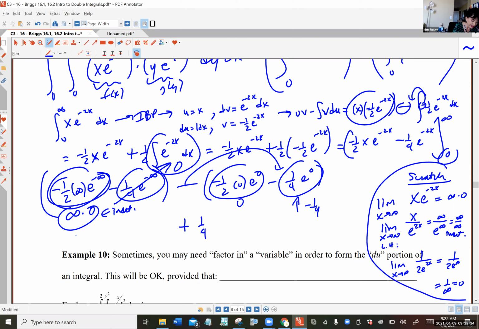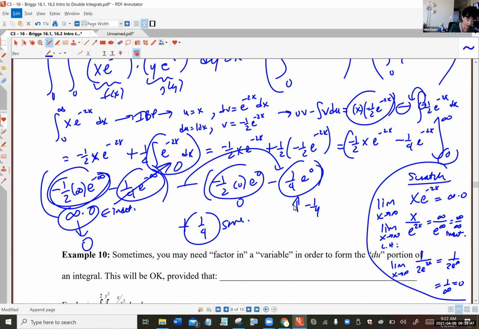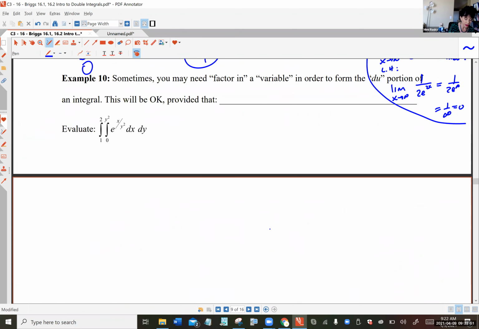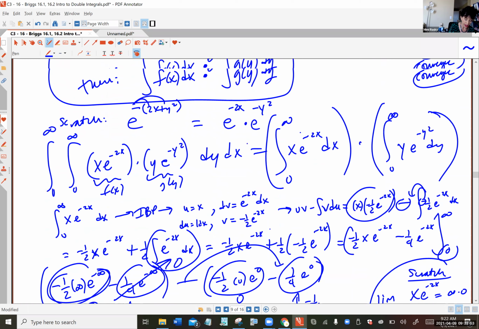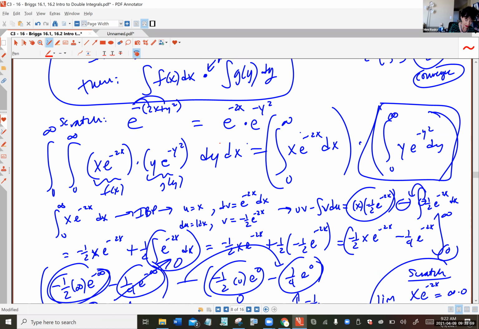What can I say? This thing does, in fact, go to 0. And so my result for that first integral is 1/4. Save that for later. You're not done. What do you mean? Well, remember, we're in the middle of doing a double integral. And so the other factor was this integral right here. We still need to take care of that guy. So let's do that guy right now.